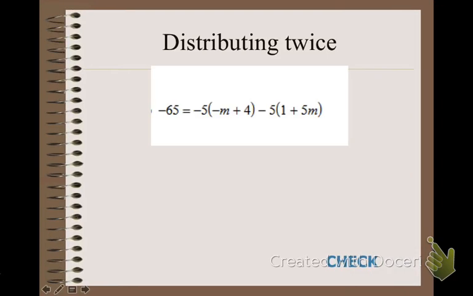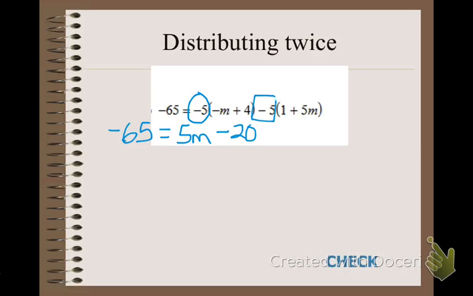So as we continue with the distributive property, notice that in this problem we have distributing twice, and you will continue to see this as we get further and further into multi-step equations. For my first set of parentheses, I'm distributing a -5. So -65 equals -5 times -m is +5m. -5 times 4 is -20.